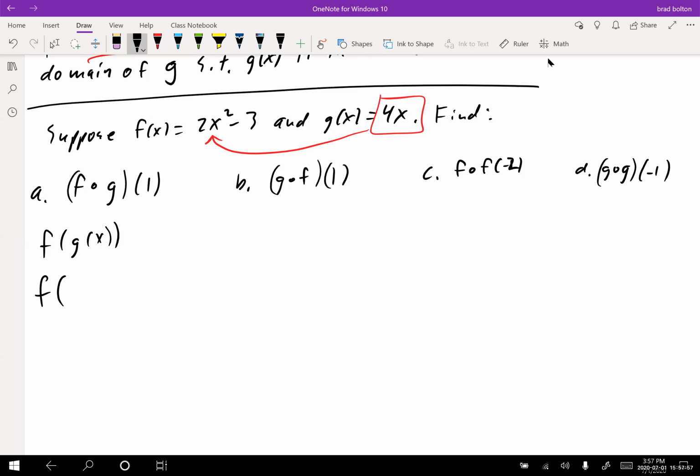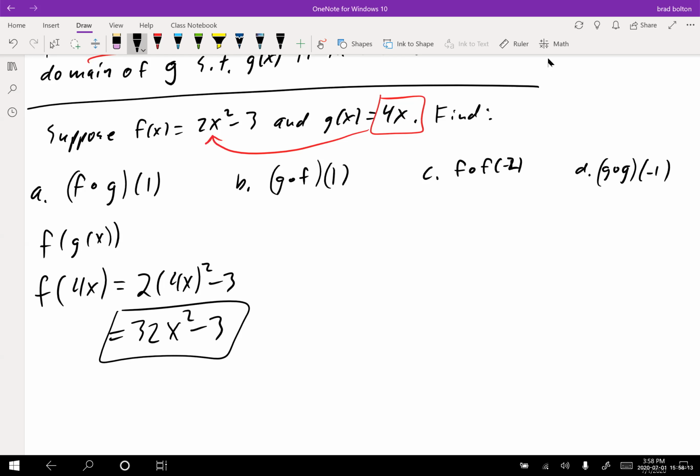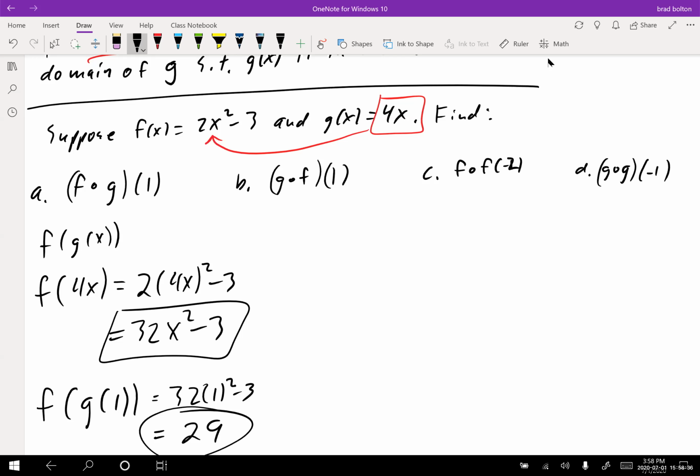What did we say g of x was? g of x was 4x. So that means I'm going to take 2 times (4x) squared, minus 3. This becomes 16, so that'd be 32x squared minus 3. So this is in fact f of g of x. Now they're saying find f of g of 1. That just means I do 32 times 1 squared minus 3, which is 29. So that's my answer, and we're good, okay?